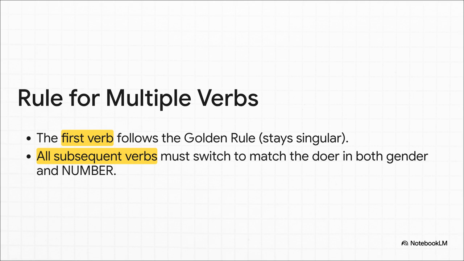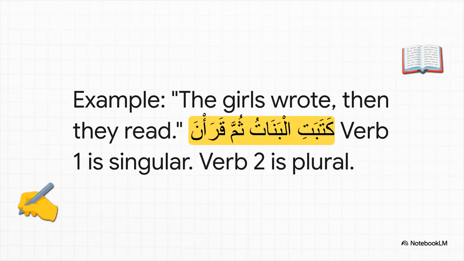But then, for any other actions that come after, the doer isn't mentioned again, right? It's just implied. So all those other verbs have to switch back and match the implied doer in both gender and number. Just look at this example. The girls wrote, then they read. The first part, the girls wrote, is katabat al-banatu. The verb katabat is singular feminine following our golden rule.